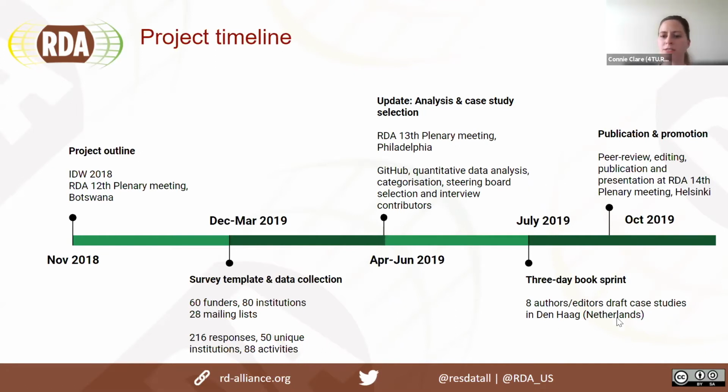And then this is where I was involved. In July 2019, we undertook a 3-day book sprint to then draft those chapters of the cookbook. And then it was open for peer review, editing, and it was published and then promoted at the 14th plenary meeting in Helsinki in October 2019. So a jam-packed schedule and really well organised by Marta and the rest of the team.